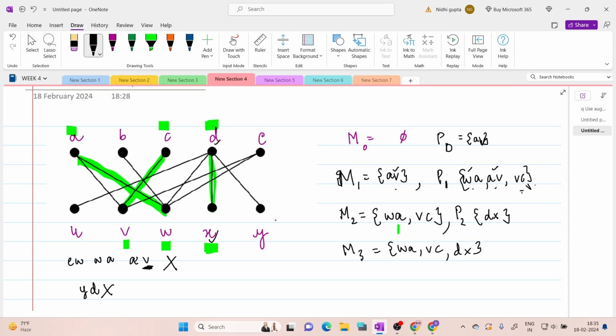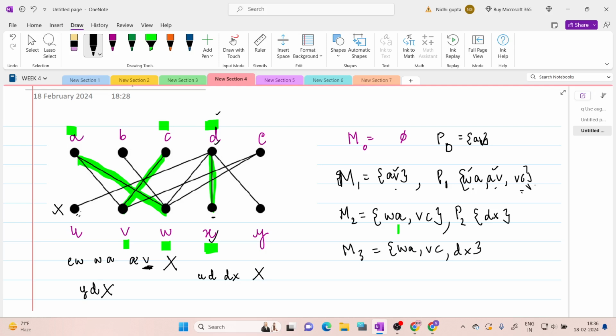So let's see. We know that an augmenting path should start with an unmatched vertex. Let's say first of all it starts with U. If it starts with U, then there's only one possibility: you should go to D. But it cannot end at D because D is already matched, so we have to go with some unmatched edge, so we have to go to DX, but this is not possible. Any augmenting path possible from U is UD and DX, but this is not an augmenting path, so our augmenting path cannot start with vertex U.